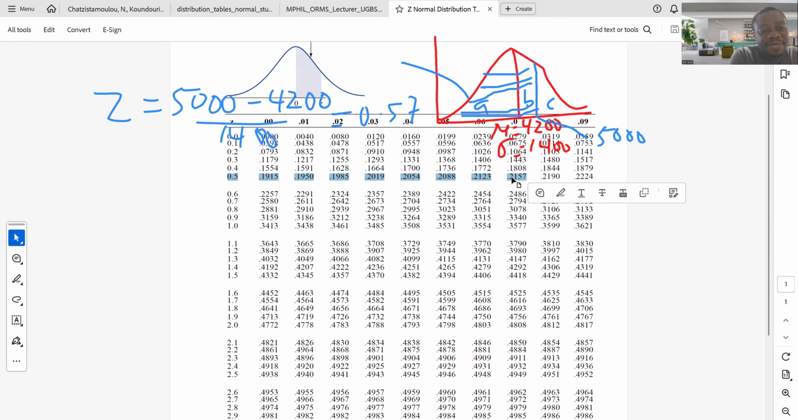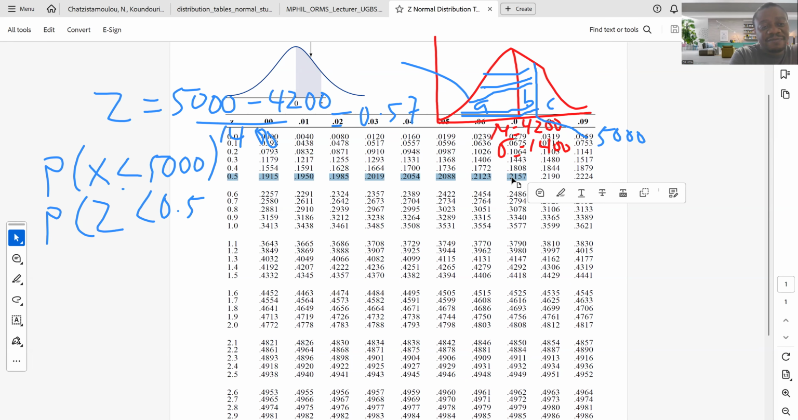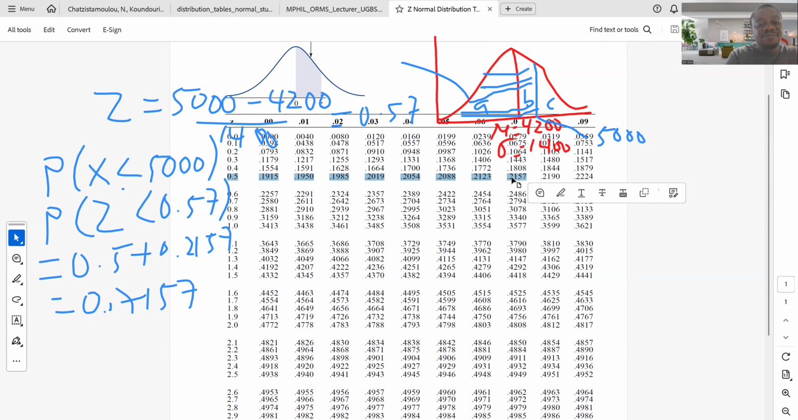So you see that the probability, this latter part of what I'm writing is very important. The probability that X is less than 5,000 is the same as the probability that Z is less than 0.57, which is equal to 0.5 plus 0.2157, which will give you 0.7157. Keep this in mind.